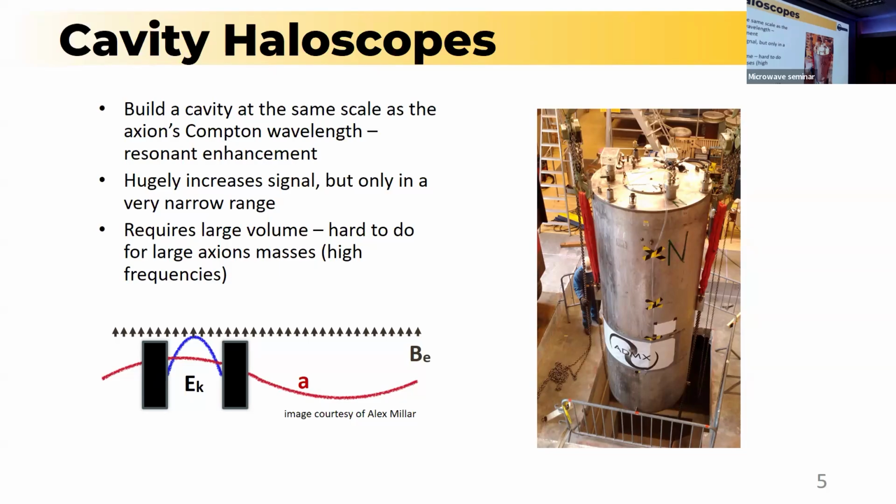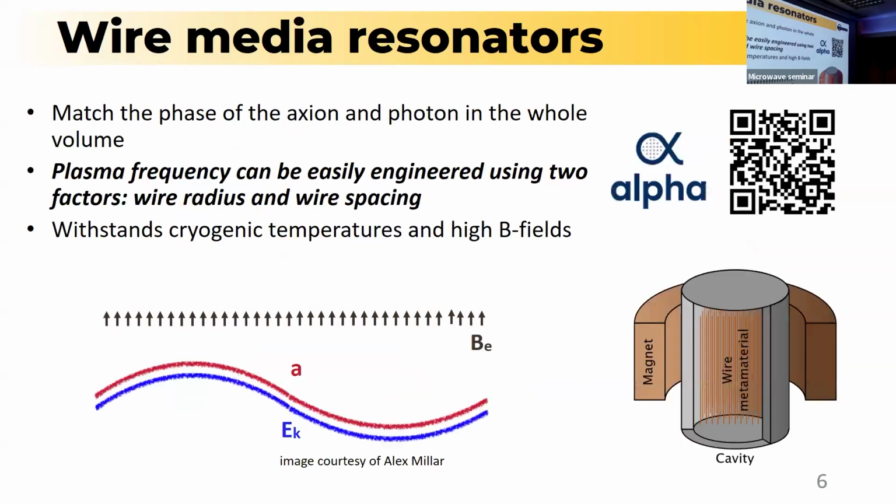So people have proposed some strategies to try to increase that volume. One of those strategies that looks simple, for example, is introducing an array of cavities, several arrays of cavities resonating at the same frequency, and then we can get a higher volume. Another strategy that has been recently proposed is the use of metamaterials, particularly wire media filled resonators. With this wire media filled resonator, we have the following advantages. We can match the axion with the photon inside of these cavities.